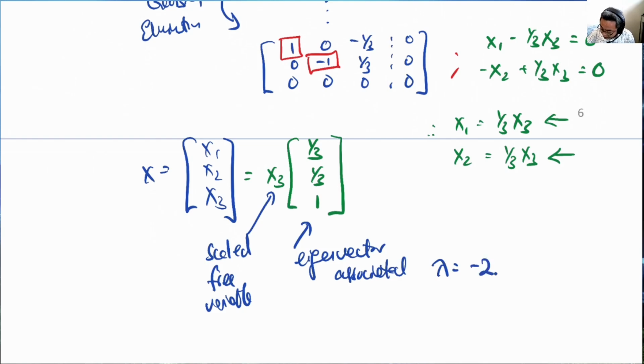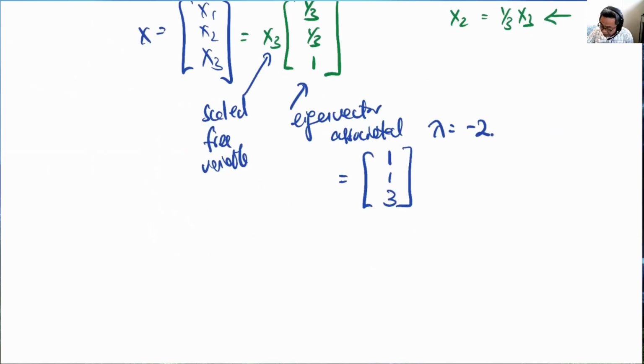Now, because this is any scale, what we can choose is some simpler number. We let x3 equal 3, therefore we end up with 1, 1, 3. Okay, so E minus 2 equals the span of this vector. That's it. Thank you.